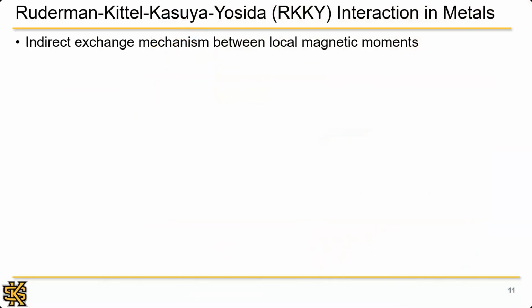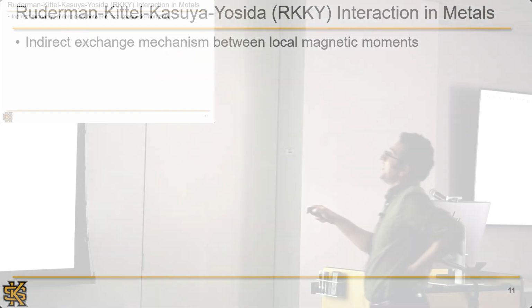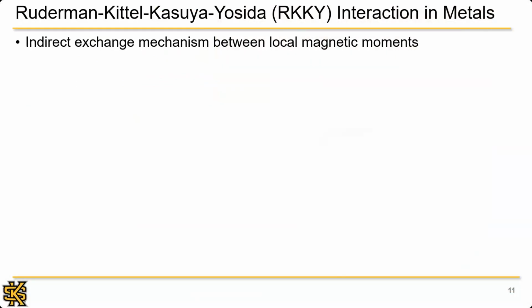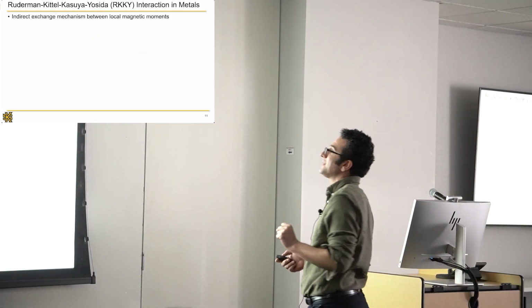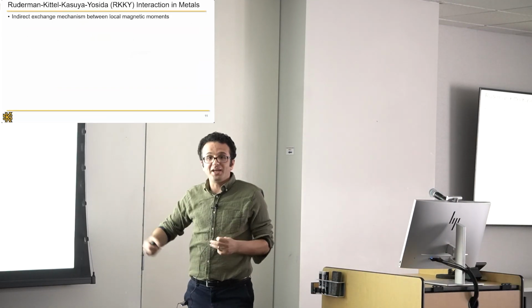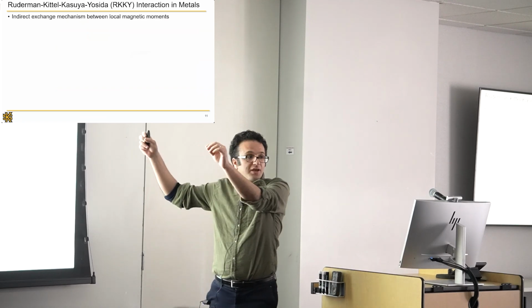Let us see what the RKKY interaction is. Actually, this RKKY interaction had its beginnings in nuclear physics and not in condensed matter physics, but then the condensed matter physicists took it and they saw, oh, this explains what we have. So the beginnings of this interaction was in nuclear physics. The indirect exchange mechanism between local magnetic moments is called the RKKY interaction.